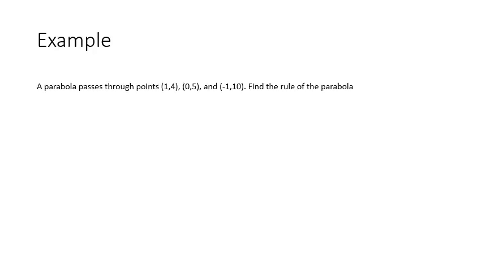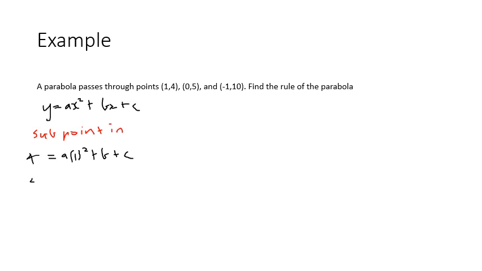So for our example, a parabola passes through the points (1, 4), (0, 5), and (-1, 10). So the first thing we want to do is, we only know 3 points, so we know that we're going to be using our expanded form, where y is equal to ax squared plus bx plus c. And now the first thing we're going to want to do is sub in our first point. So we have (1, 4) and we're going to sub that in. So 4 is equal to a bracket 1 squared plus b plus c.